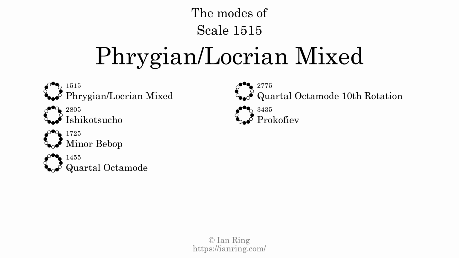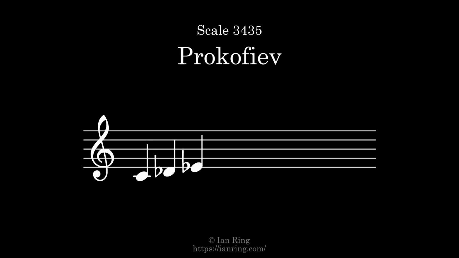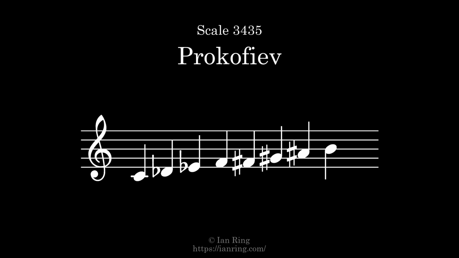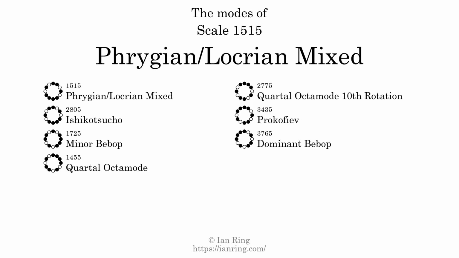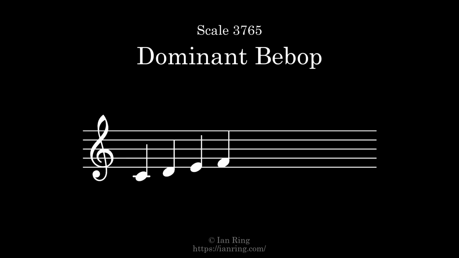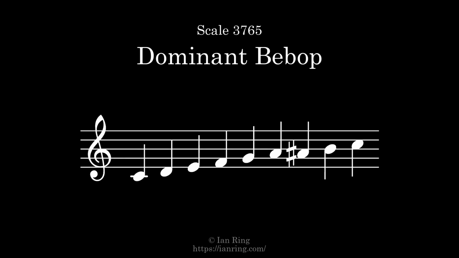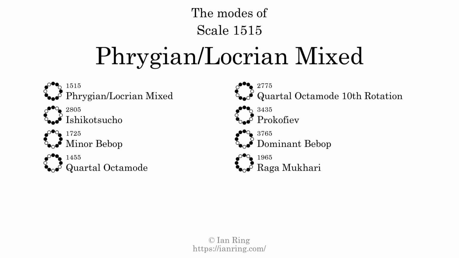The sixth mode is scale 3435, also known as Prokofiev. It sounds like this. The seventh mode is scale 3765, also known as dominant bebop. It sounds like this. The eighth and last mode is scale 1965, also known as raga makari. It sounds like this.